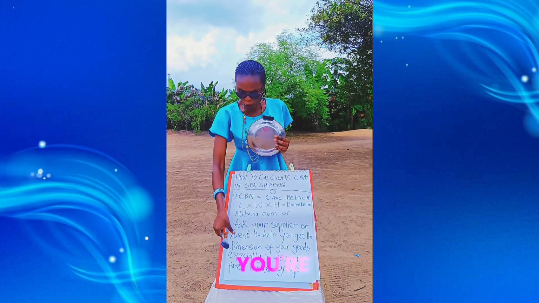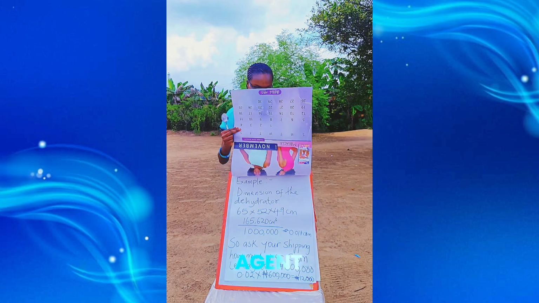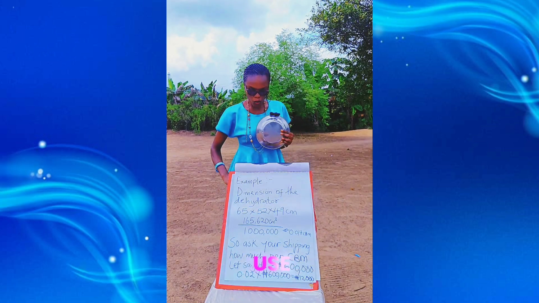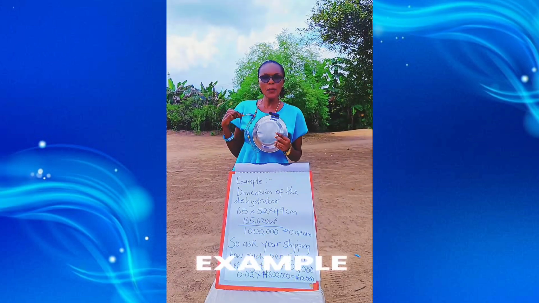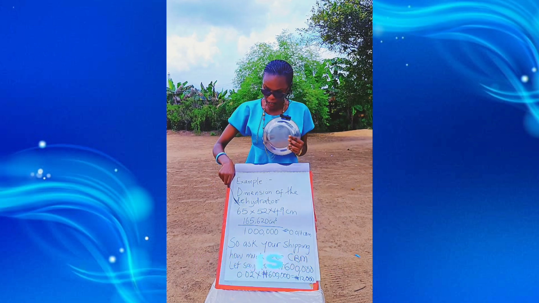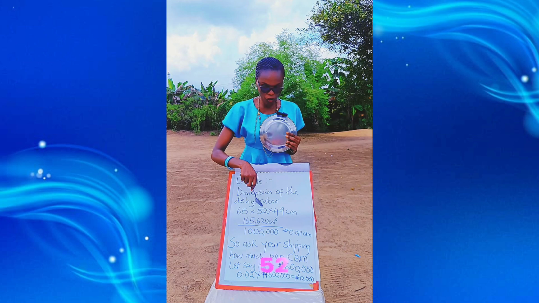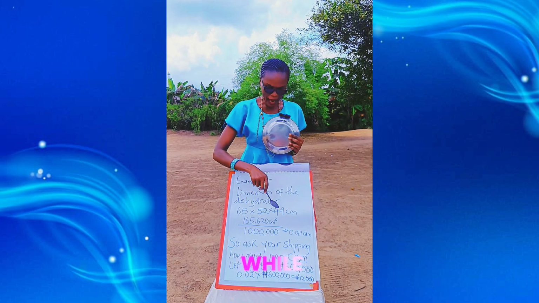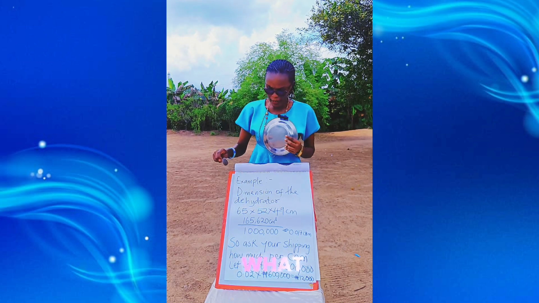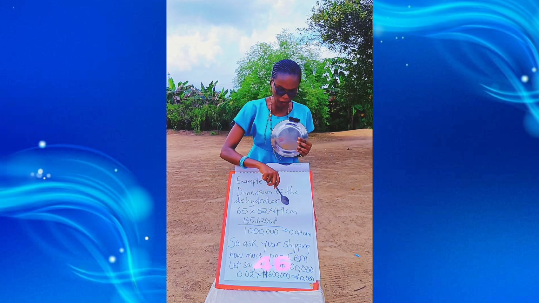When you have been able to go to Alibaba, or ask your supplier, or ask your agent based in China, whichever one you use to get your dimension, for example, the dimension of my dehydrator: the length is 65 cm, the width is 52 cm, while the height is 49 cm. So what I did here is 65 times 52 times 46 cm.